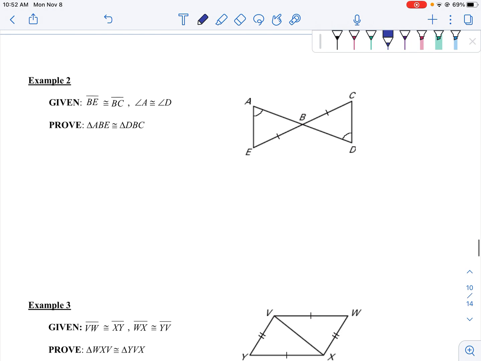All right, your favorite thing, proofs. All right, so again, first thing you want to do is mark the picture with what you were given as well as what you already know. So BE congruent to BC, those are your tick marks. Angle A is congruent to angle D, those are the arcs. Okay, what else do you know? Hopefully you know vertical angles are congruent, so this angle here and this angle here could also be marked.